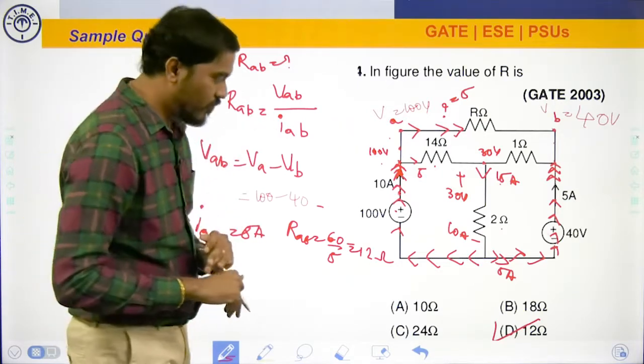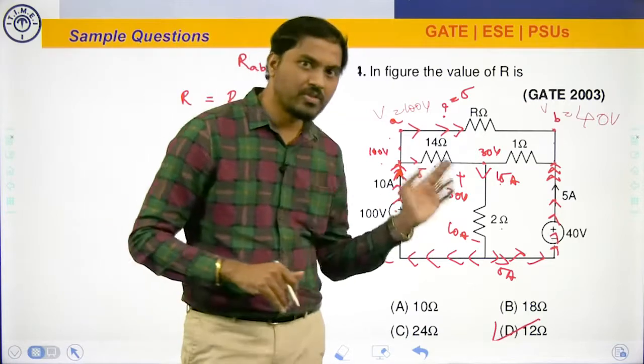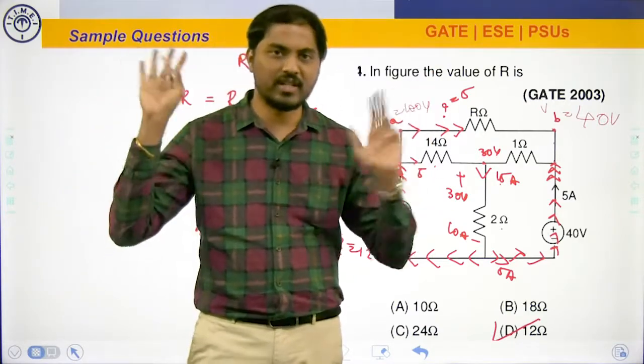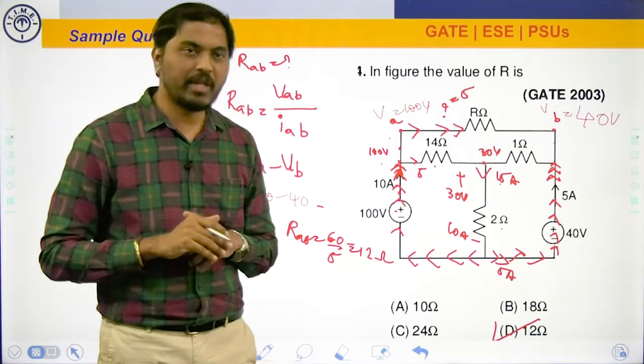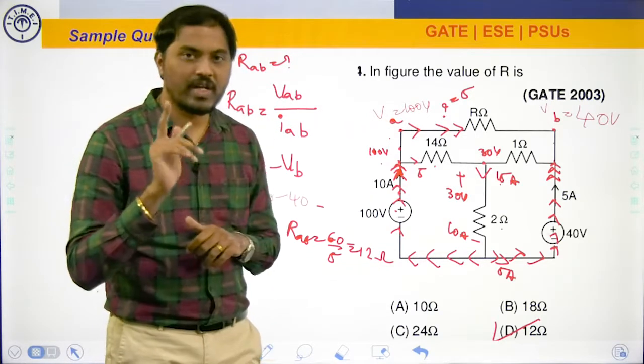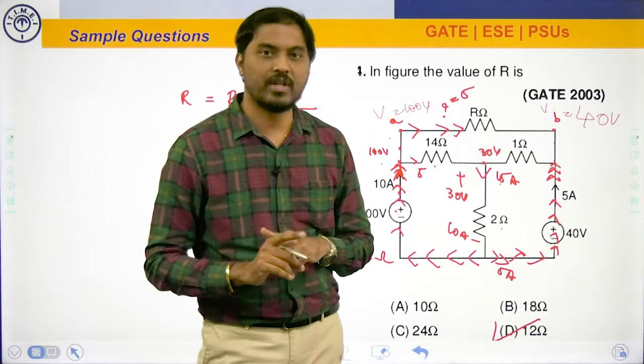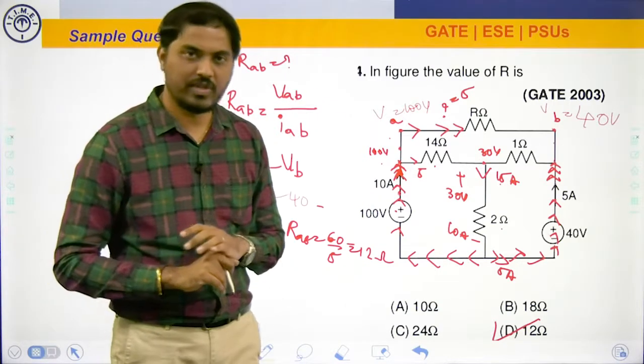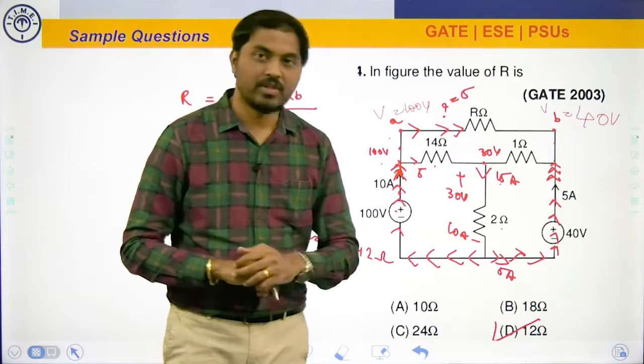So, this is what the thing is. As soon as you see any circuit, a lot of bulbs will glow in your mind: I'll go for this technique, that technique. But ultimately, it's not about getting an answer, as I said. It's all about getting an answer in the shortest possible time. How to do that is what you have to see. Fine. So, that's the answer, 12 ohms.